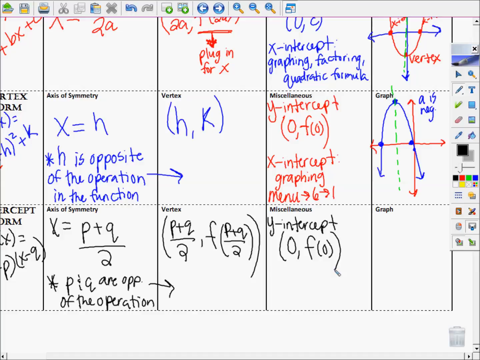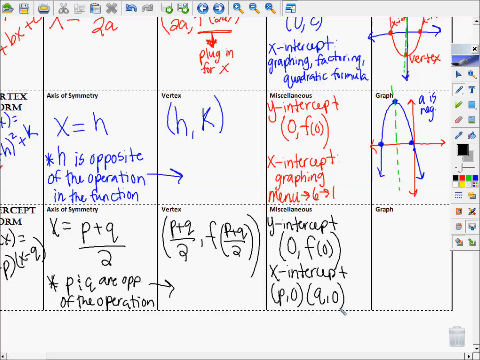Okay? And then the x-intercept. What do you do? The x-intercept is just simply your p and your q. So it kind of is like the x when you factor.